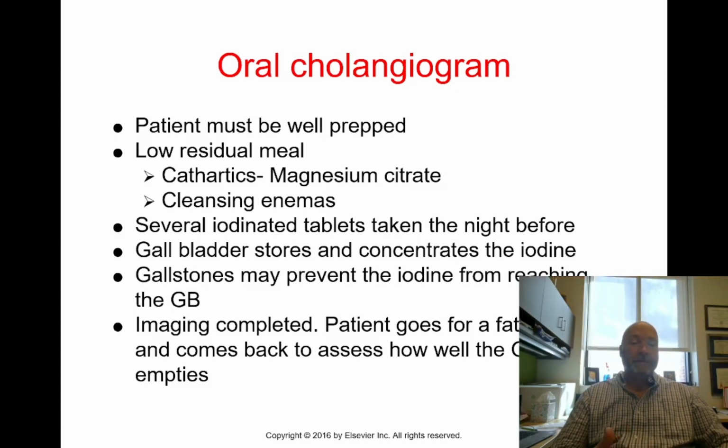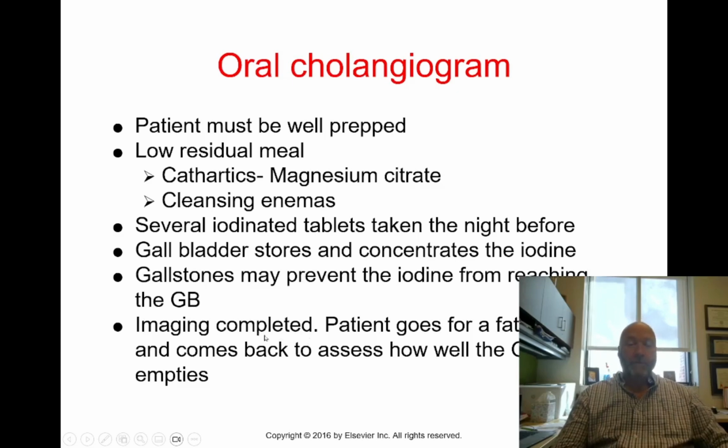It's difficult to get the body to cooperate if the patient has gallstones, gallstones being the most common pathology in the gallbladder. If the bile can't get in, then the iodine can't get in. If the iodine can't get in, we can't visualize the gallbladder. So it's tough.